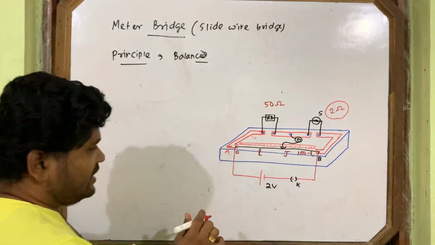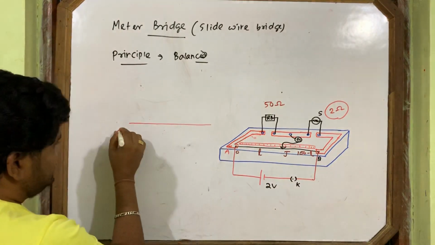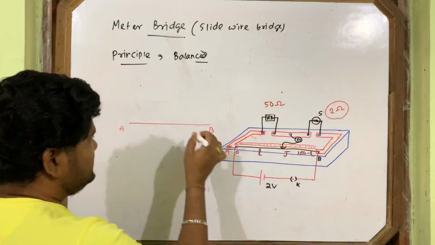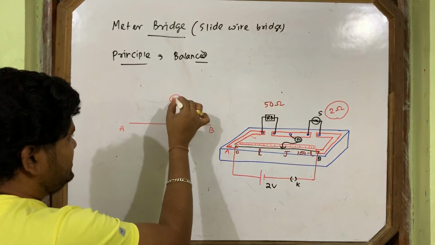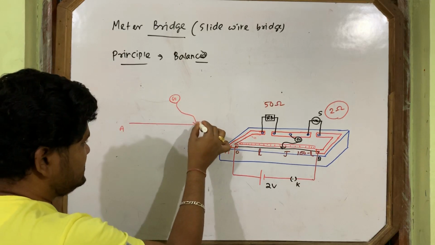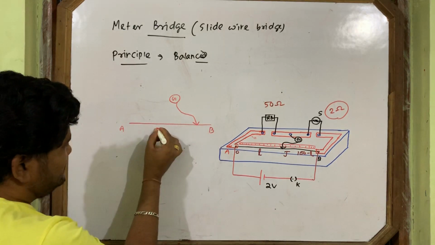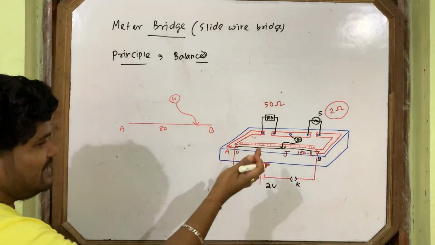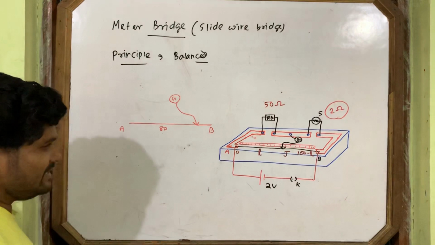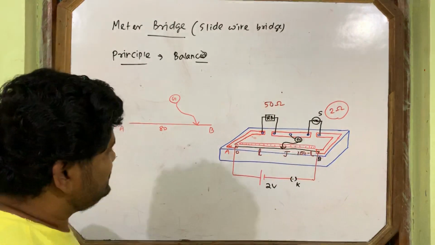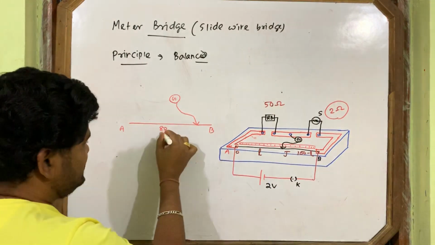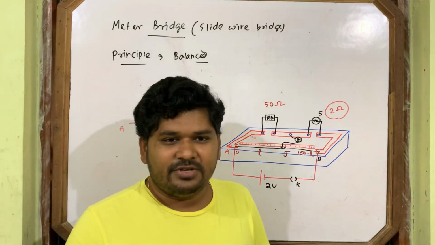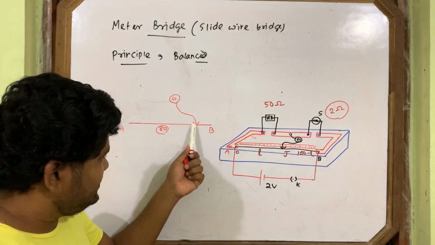So what happens to your jockey? If this is your wire, and you are taking 50 ohm here and 2 ohm here, then the galvanometer jockey will go and touch at this side. Means this side length will be 80 or 85, and this side length will be less. If you take the ratio, 50 by 2, 25, accordingly you will get the length. This will be 80 or 85, and this will be 20 or 15 like this.